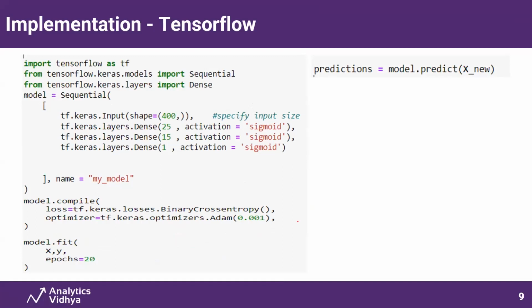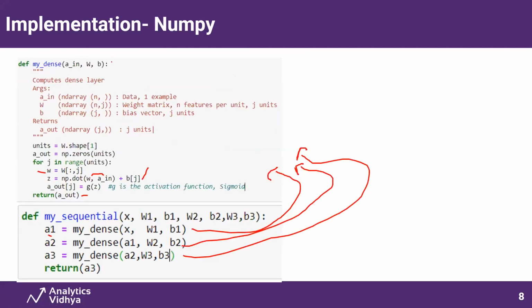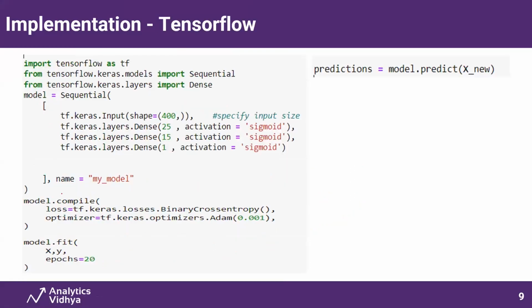For those of you who do not know, TensorFlow is a library which was developed by Google to make the lives of data scientists easier, right? They created a library which helps us build neural networks. Let me compare it side by side. We were calling a dense function every time, and similarly, we are using TensorFlow.layers.dense to create a layer.